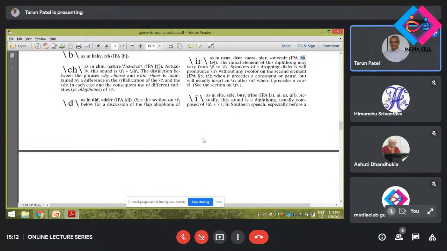And as in sight, side, by, try. Actually, this sound is a diphthong and usually composed of a vowel plus I in the southern speech, right?